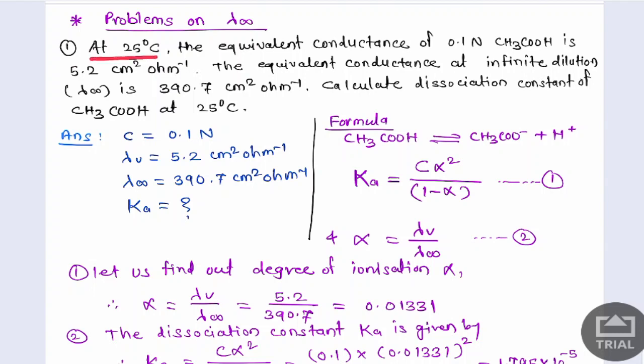At 25 degrees Celsius, the equivalent conductance of 0.1 normal acetic acid is 5.2 centimeter square per ohm. This is the unit of equivalent conductance. The equivalent conductance at infinite dilution is 390.7 centimeter square per ohm. Calculate the dissociation constant of acetic acid at 25 degrees Celsius.